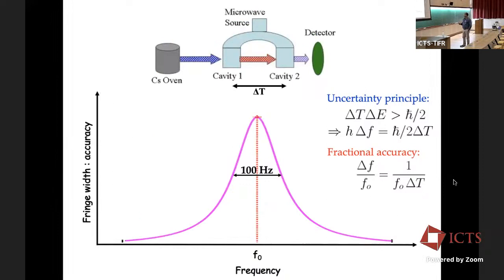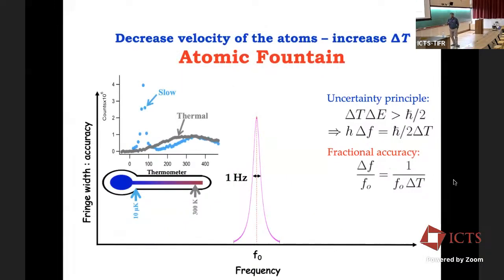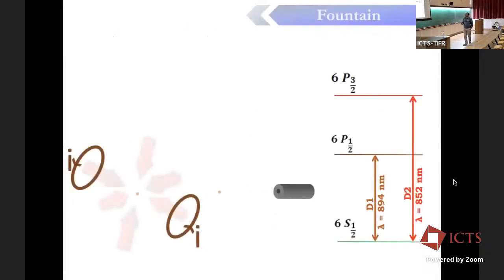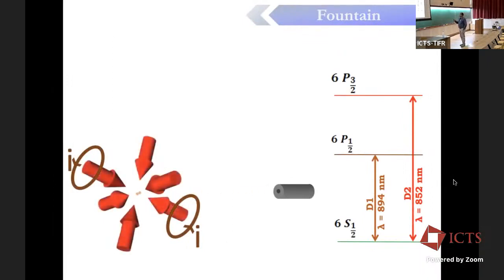So you get down from several hundreds of hertz to 1 hertz or even less than 1 hertz line width. So this is laser cooling, which was already explained, so skipping. So how does this fountain then work? This is the cesium energy level diagram. The laser typically used is at 852 nanometers, and this is a magneto-optical trap, which was explained in the previous lecture, so I'm not going into that.